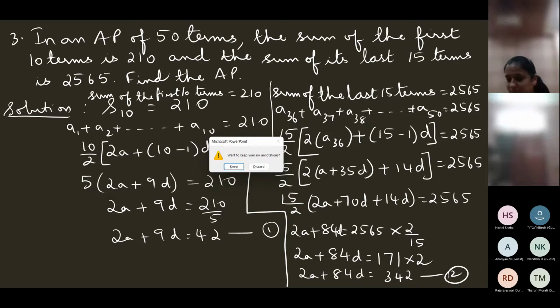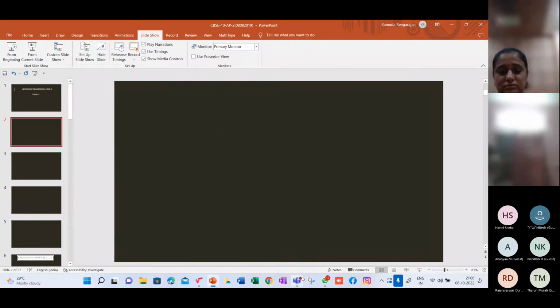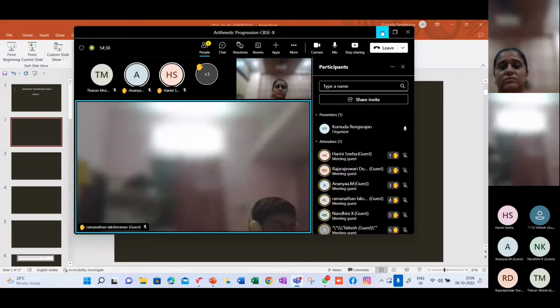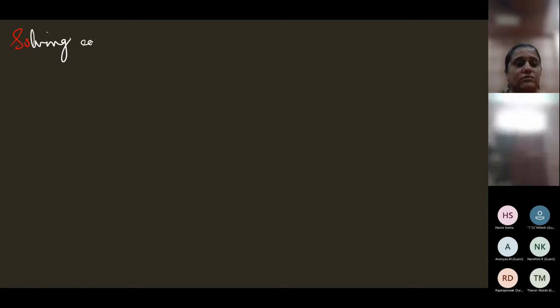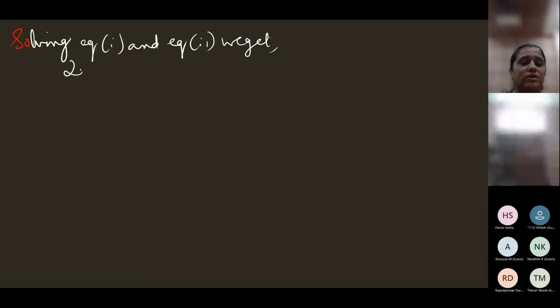Can I clear this slide, children? Yes, ma'am. Okay. So solving equation 1 and 2, tell me. What are the two equations, children? Please tell me. 2a plus 9d is equal to 42, ma'am. 2a plus 84d is equal to 342, ma'am. Okay.